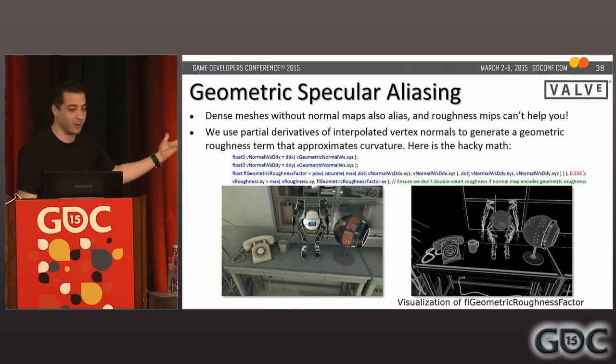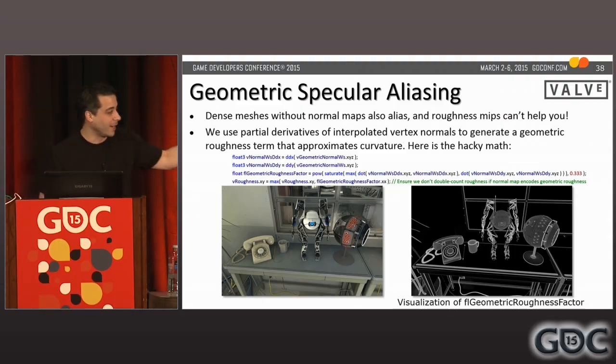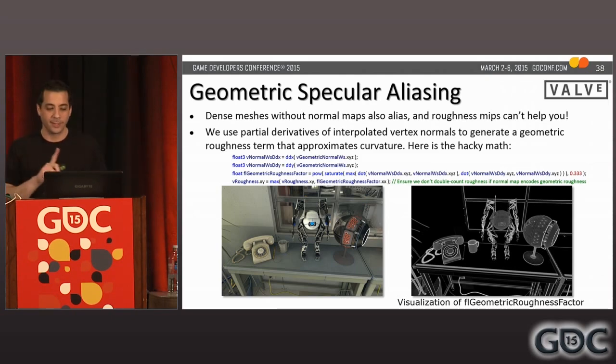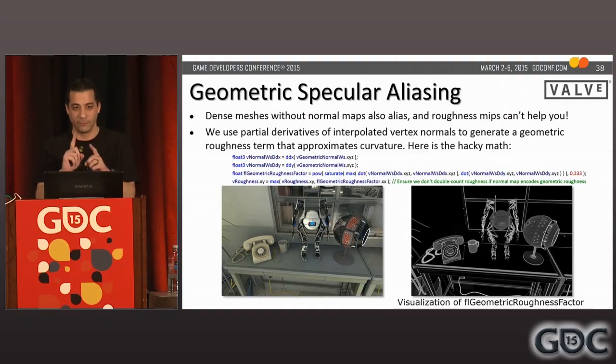So here's the solution, 4 lines of shader code. I'm using partial derivatives of the interpolated vertex normals to generate what I'm calling a geometric roughness term, okay? Here's a visualization of it on the right, and the idea is pretty simple. You take the ddx and ddy of your interpolated vertex normal, and that's going to give you the change in that normal from that pixel to its neighboring pixel. And for pixels that have the same normal as their neighbor, like the tabletop or the wall that's all black there, it's the same normal pixel to pixel, so there's no roughness information there. It's a flat normal. The normal you're using is the correct normal.